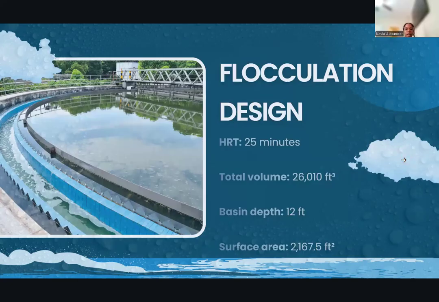For the design, the purpose of flocculation is to gently mix the water to allow flocs to grow large enough to settle. Based on standard design criteria, we selected a detention time of 25 minutes. With the plant's flow rate, this results in a required total volume of 26,010 cubic feet. Assuming a depth of 12 feet, the required surface area is about 2,168 square feet. These dimensions fall well within typical values for municipal plants and ensure proper mixing conditions.